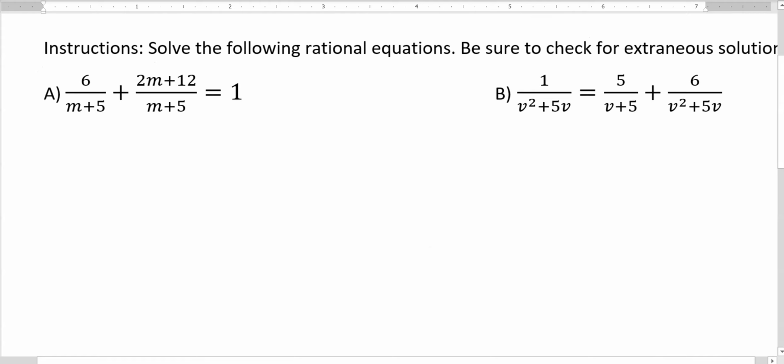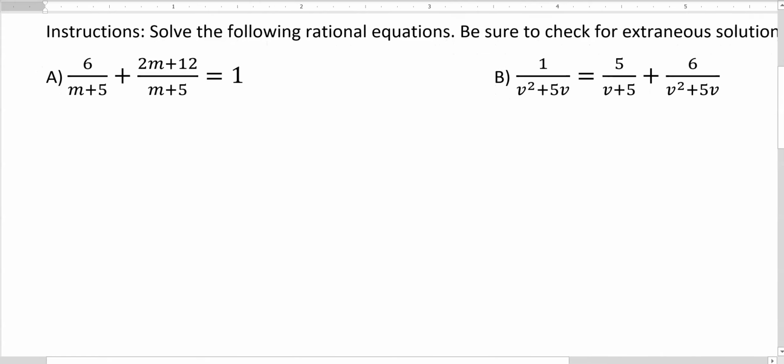Let's start with letter A here. So right away, m plus 5 is my denominator. That means my excluded value: m cannot equal negative 5. So m plus 5 is going to be my common denominator here.